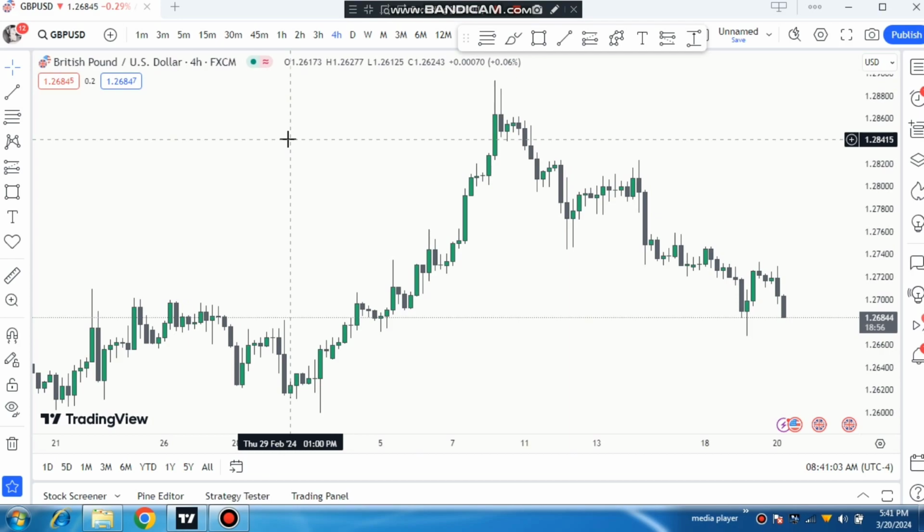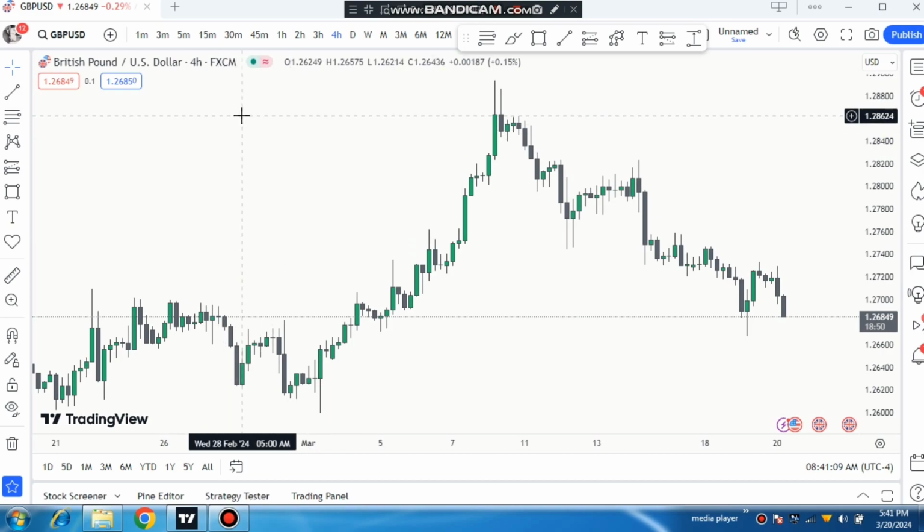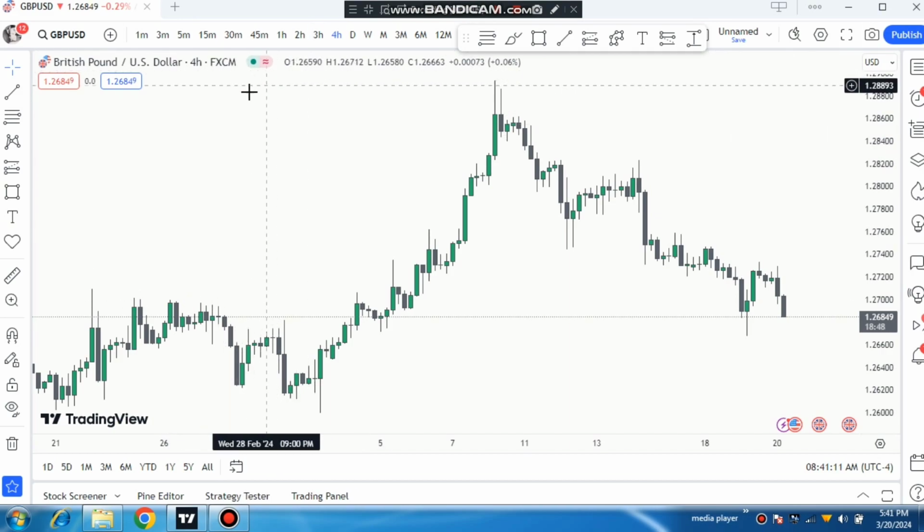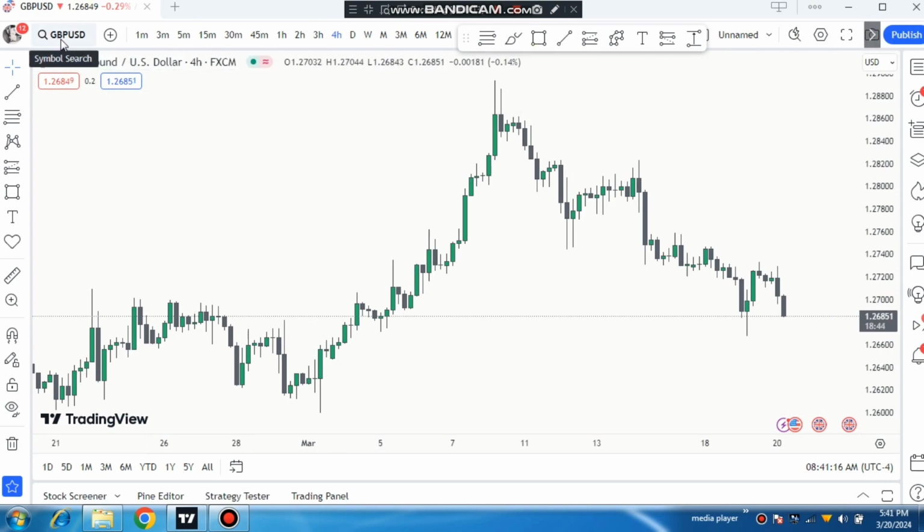So in this lecture, I will give you two examples, a bullish one and a bearish one. I will use two time frames, the 4-hour time frame and the 15-minute time frame. And here you can see I am using the GBP USD chart. This strategy works on every market, but it works extremely well on the GBP USD pair.